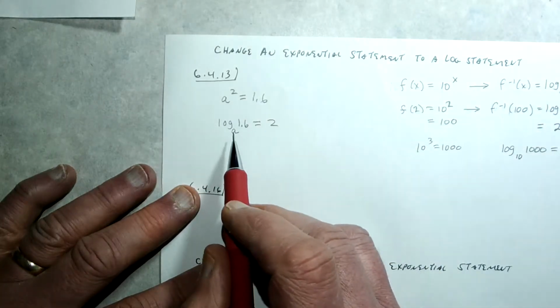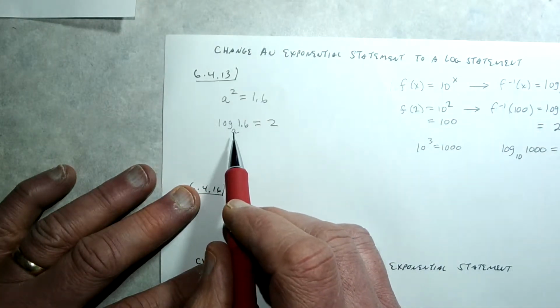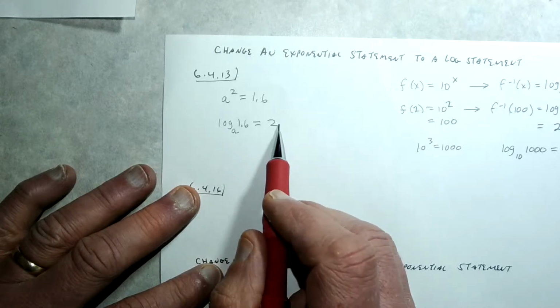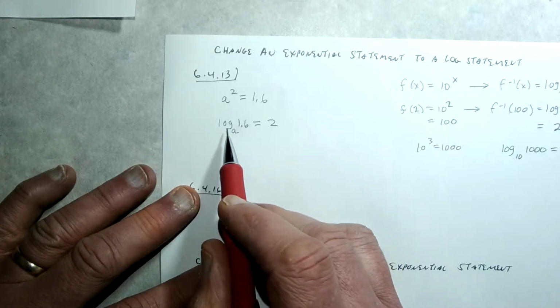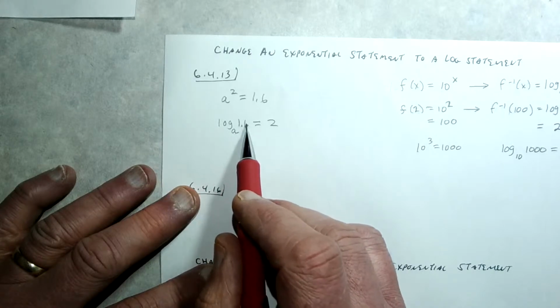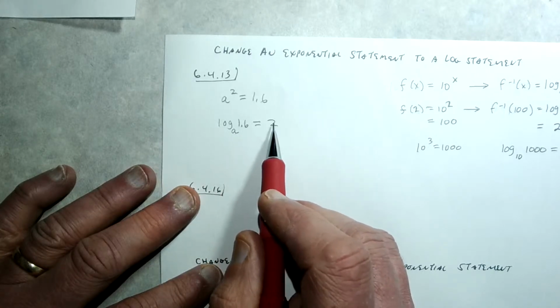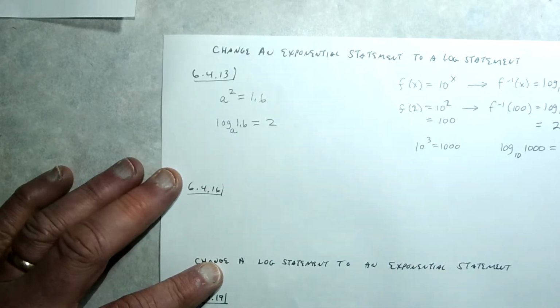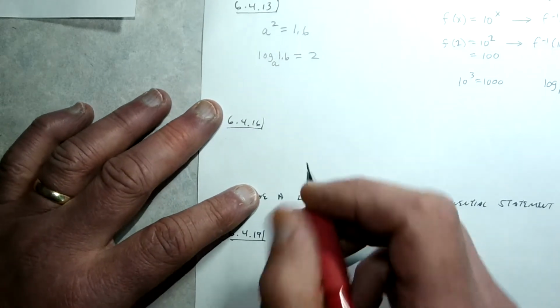So we're saying a to the second power would give me 1.6. In other words, the log base a of 1.6 is 2. 2 is the exponent on a base of a that gives me 1.6. Okay, let's try that again. So here's another one.